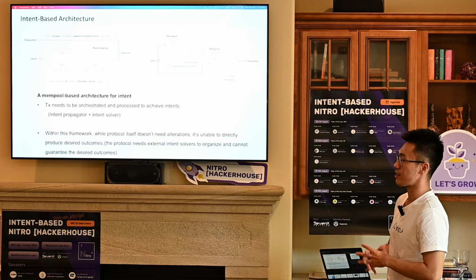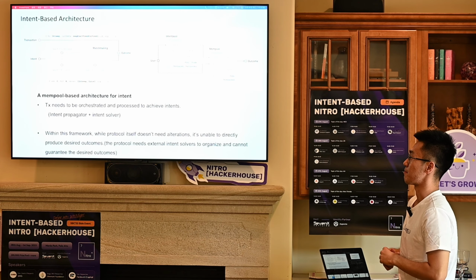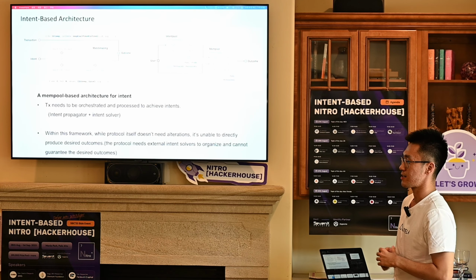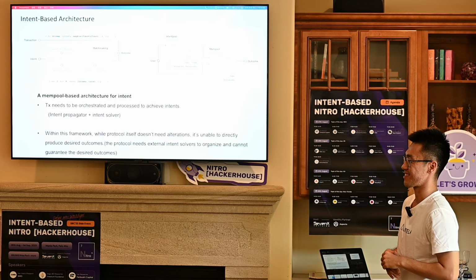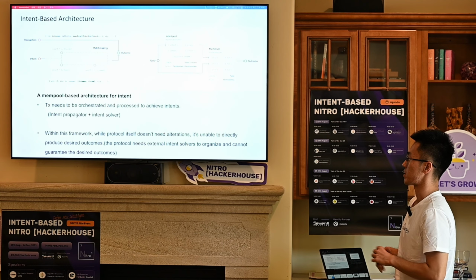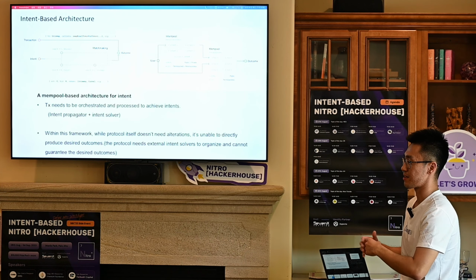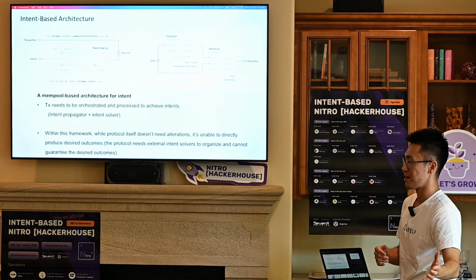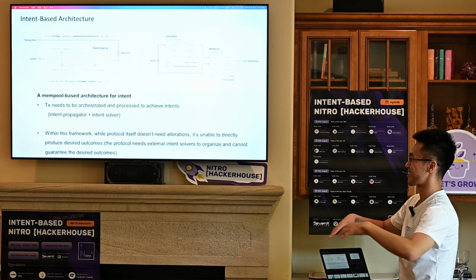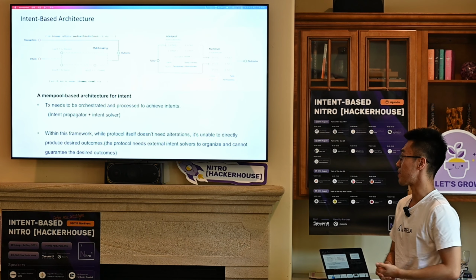Why do we talk about intent-centric protocols? Because now we want to achieve intent with an architecture like a mempool. In a mempool-centric architecture, just like Paradigm mentioned in their research, the transaction needs to be orchestrated and processed to achieve intent, which means we need a middleman to be the propagator of intent. They need to propagate the intent, and another party needs to solve the intent. So there's always a middleman, who needs to be incentivized and requires additional trust, right?